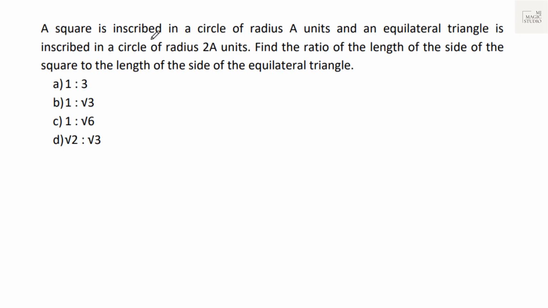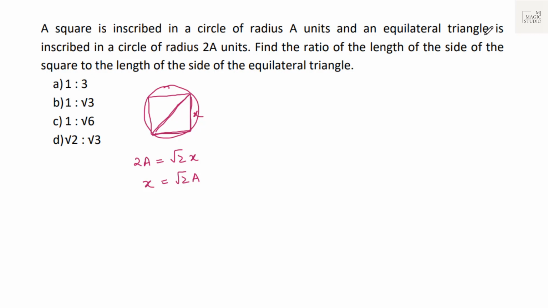A square is inscribed in a circle of radius a units. We have a circle and a square inscribed in it. Radius is a unit, that means diameter is 2a. Diameter is 2a, which is actually the diagonal of the square. So if the square side is x, the diagonal is given by root 2 x. So the square side x is root 2 a.